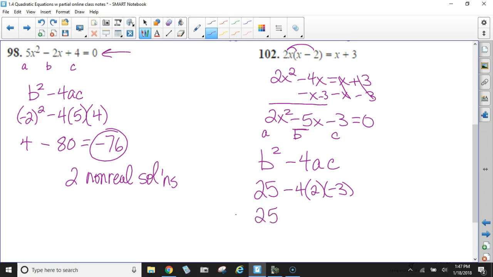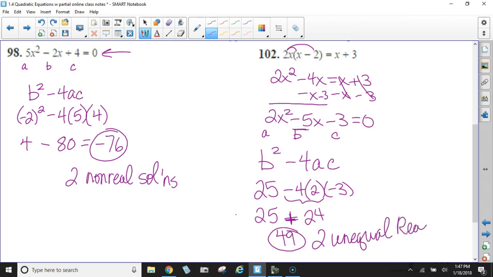So here we get 25. Now be careful here. You've got a negative and a negative. We're going to end up adding that because -4 times 2 is -8. -8 times -3 is +24. So the value of this discriminant is 49. 25 plus 24 is 49. So that means we're going to be getting 2 real solutions. And I would go ahead and say 2 unequal real solutions.